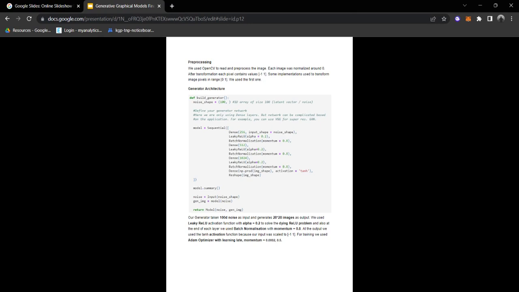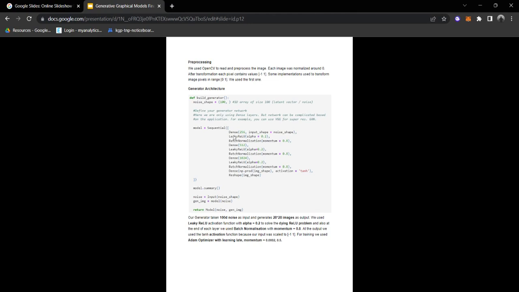Now, what pre-processing do we use here? Each image was transformed to the range -1 to 1. Some implementations transform image pixels into the range 0 to 1. We use the first. Now we can see the architecture of the generator.